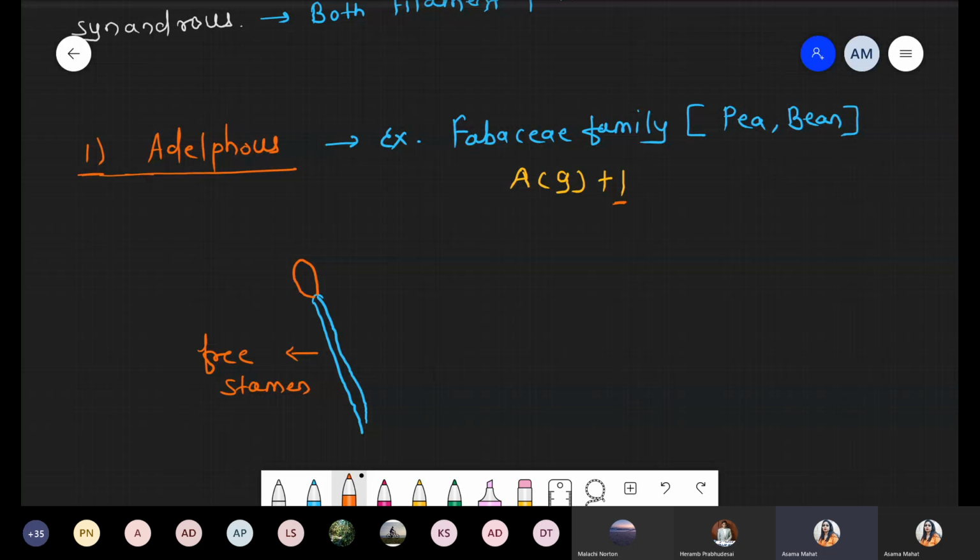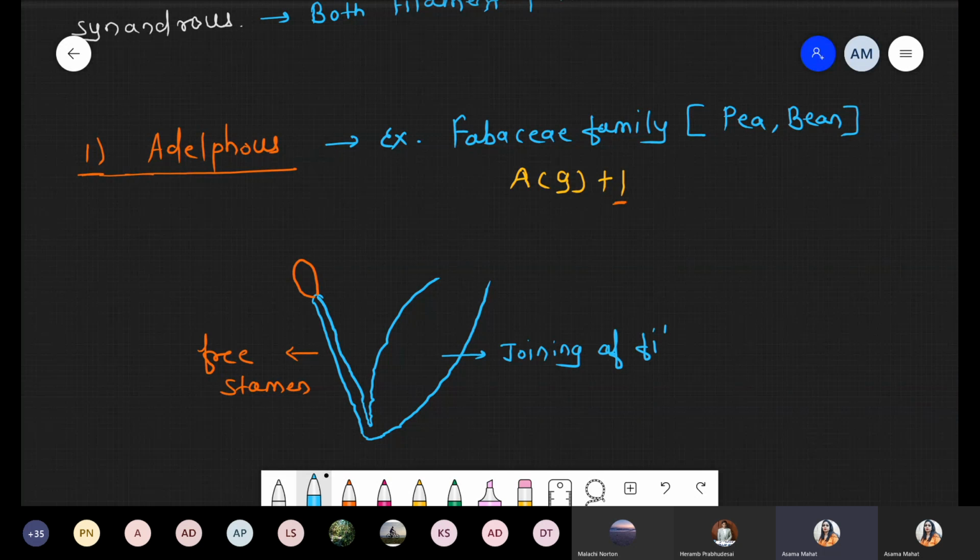But when we are talking about 9 with a bracket, it means that all the filaments are fused with each other and the anthers are free. So how do we represent it? We have to represent it as a large group. Just see, this represents fusion. It represents the joining, the fusion of filaments. And how many total filaments are there? Definitely a total of 9 filaments are there.